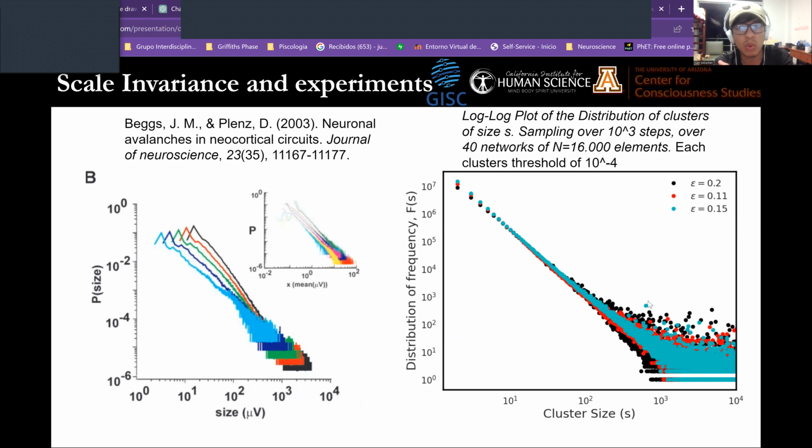It follows a power law that changes with the epsilon. This is consistent with experimental evidence by John Beggs from a paper of 2003. And this is a wonderful result that verifies our model.